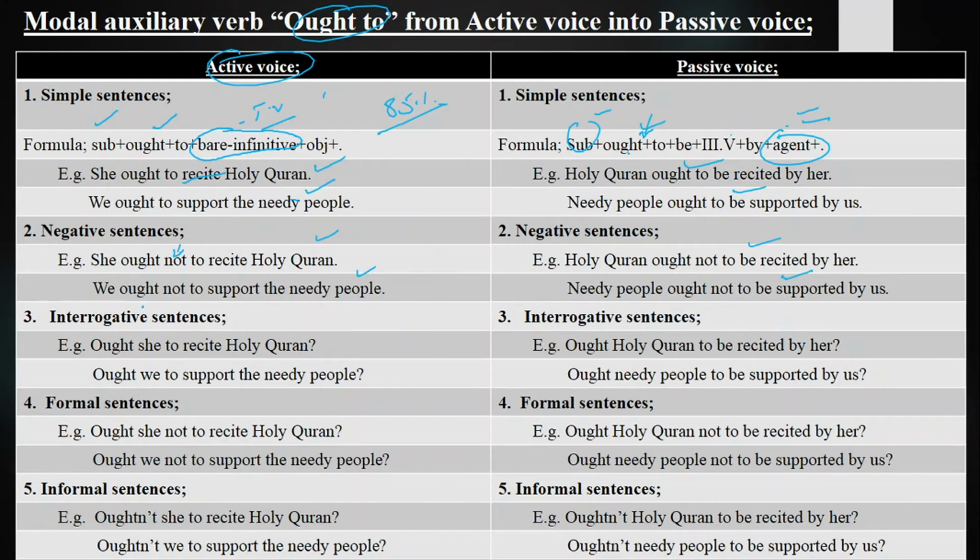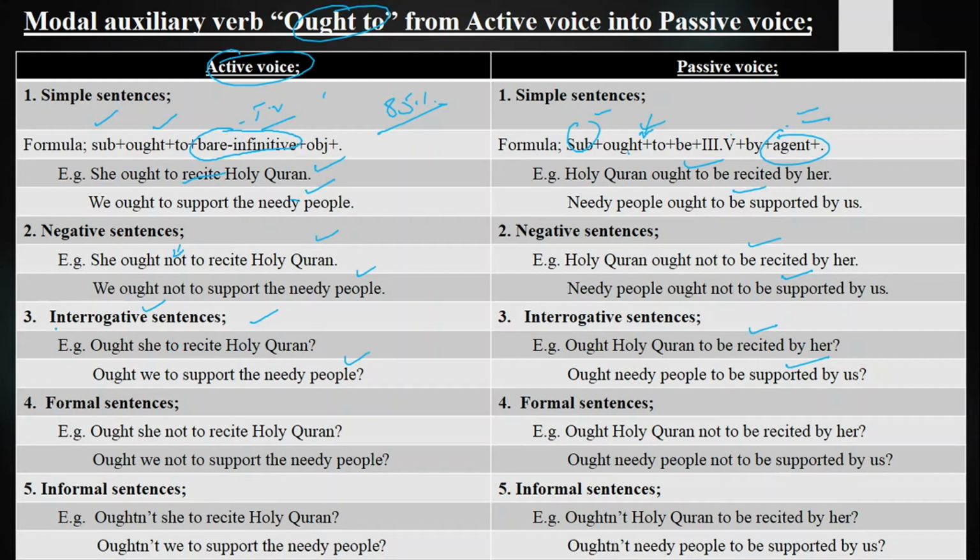Interrogative sentences, those sentences in which we ask a question, we ask them in a polite, formal, respectful way. Clear? In order to put a query, we just ask a question in a polite way, like we say, ought she to recite Holy Quran? Ought Holy Quran to be recited by her? Ought we to support the needy people? Ought needy people to be supported by us?